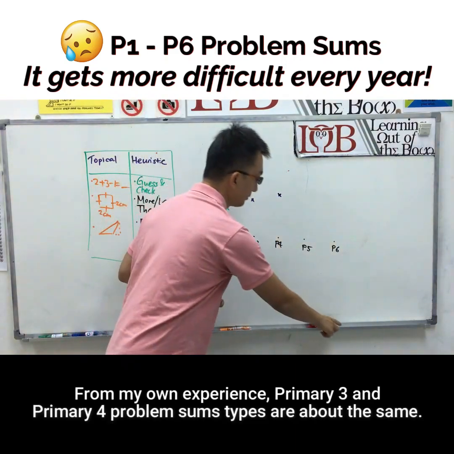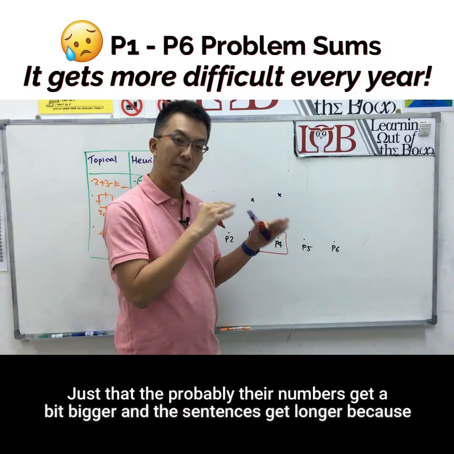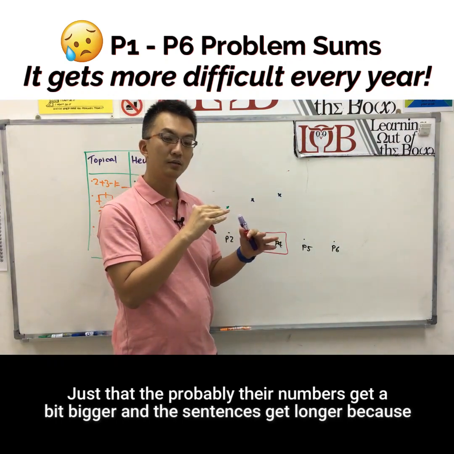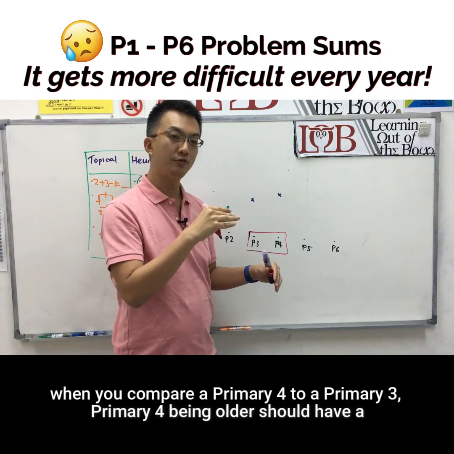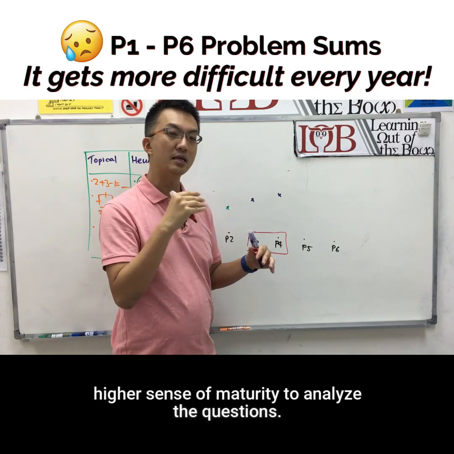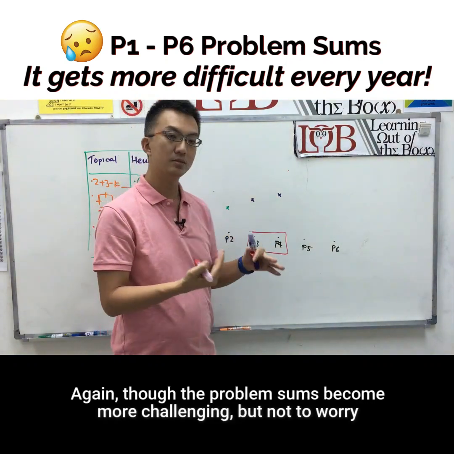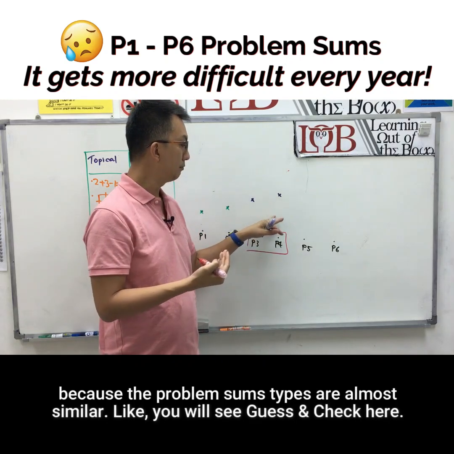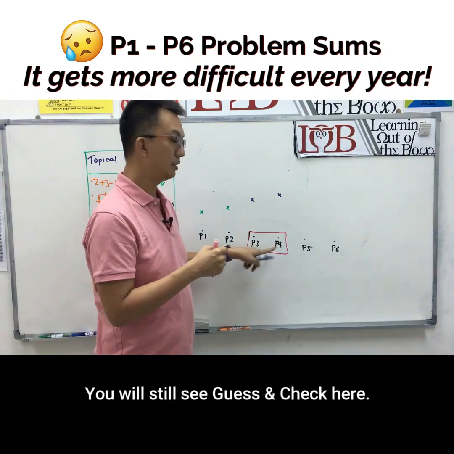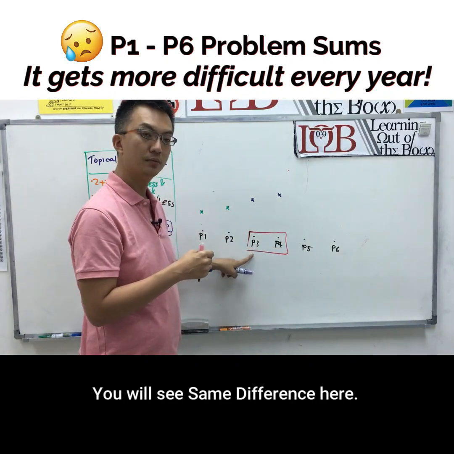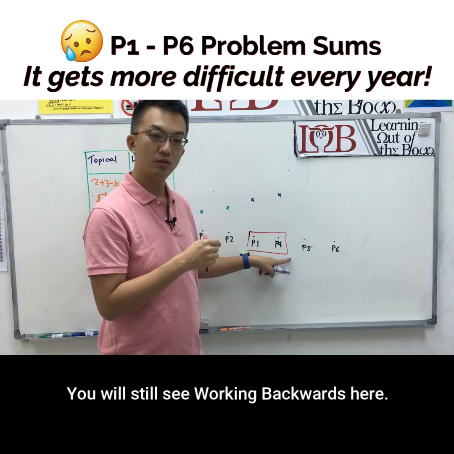From my own experience, P3, P4 problem sum types are about the same, just that probably the numbers get a bit bigger and the sentences get longer, because when you compare a P4 to a P3, P4 being older should have a higher sense of maturity to analyze the questions. So again, though the problem sums become more challenging, not to worry, because the problem sum types are almost similar. Like you see guess and check here, you'll still see guess and check here. You see same difference here, you will still see same difference here. You see working backwards here, you'll still see working backwards here.